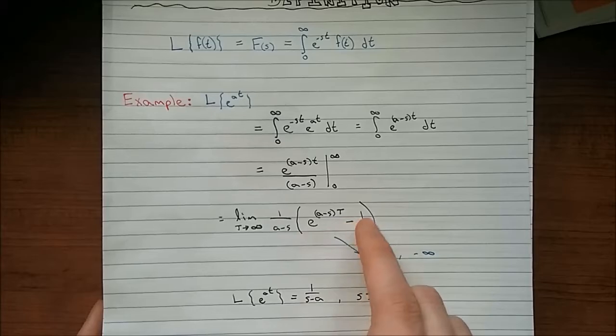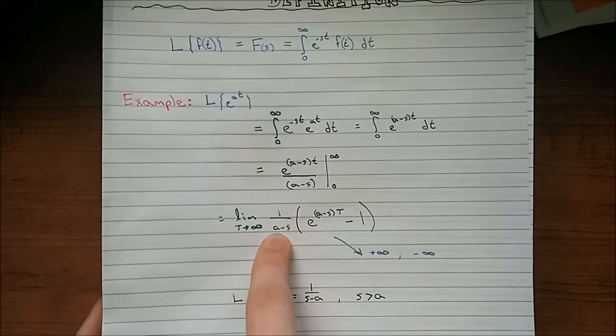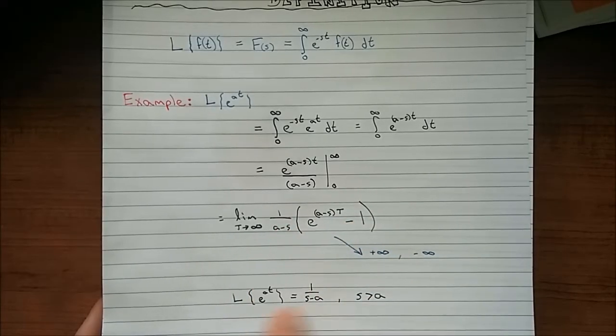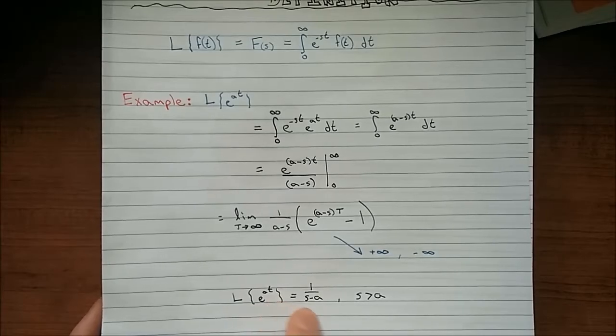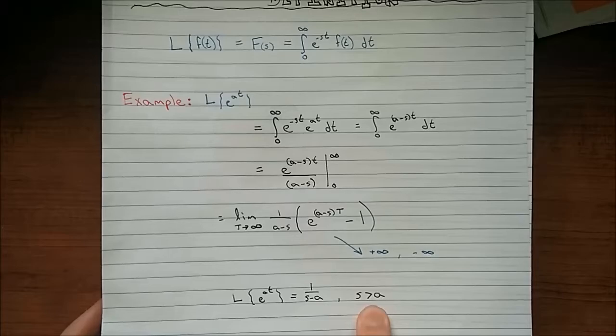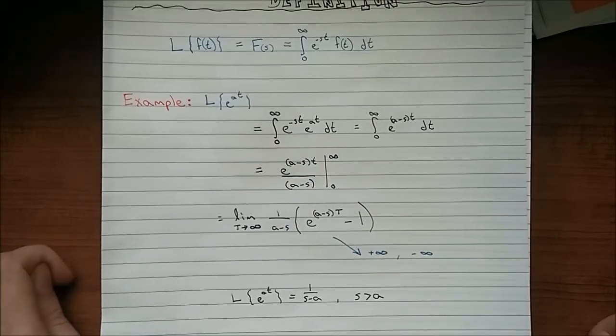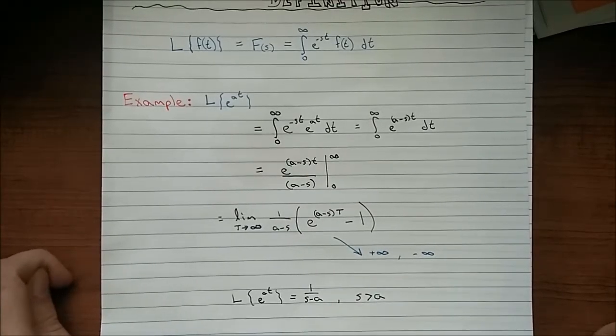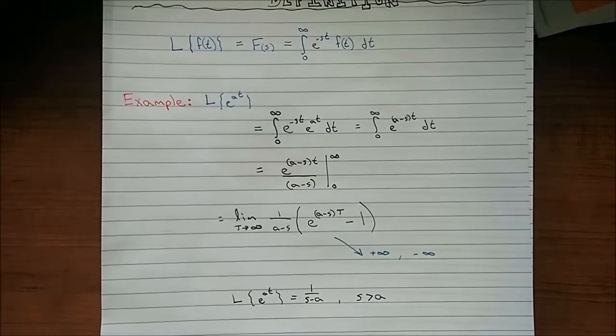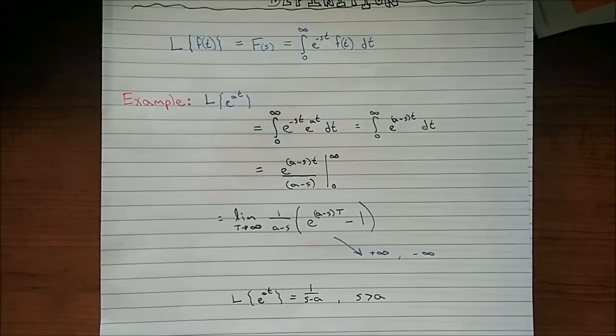So that gives us 0 minus 1. That's just negative 1. So here we get s minus a. Laplace of e to the at equals 1 over s minus a, provided that s is greater than a. So really that's all there is to it. This is just an exercise in integration and limits. As long as you're good with those, you'll have no problem with this definition of Laplace transform.